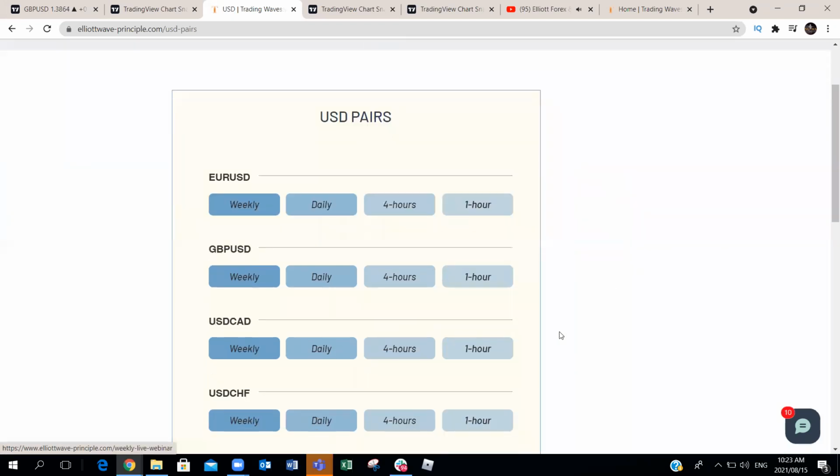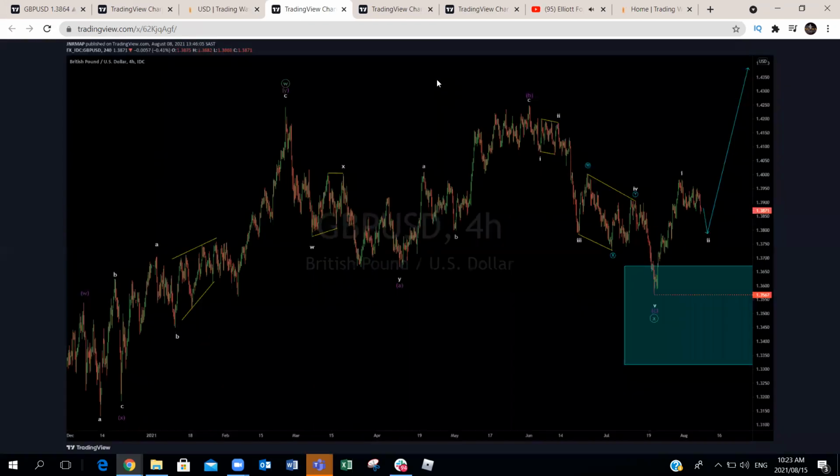Looking at pound US dollar on the 4-hour, this was our expectation. If you look at the forecast here on pound US dollar, we're looking for this one to pull back to around 38 and make a move to the upside. We've already got that pullback and it is coming down correctively. Now we're expecting in the next coming sessions that pound pushes to the upside.